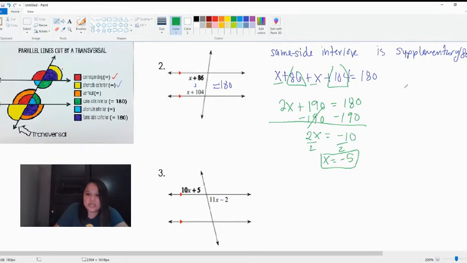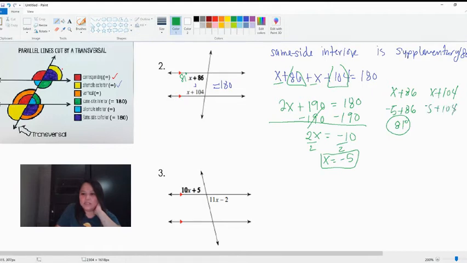So let's check. I'm going to take that first expression, x plus 86, and I plug in negative 5. So I am going to get 81 for that missing angle. So 81 degrees. So this here is 81 degrees. Let's check the other expression, x plus 104.